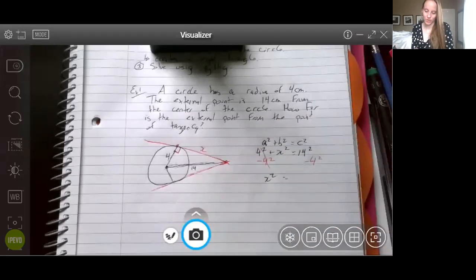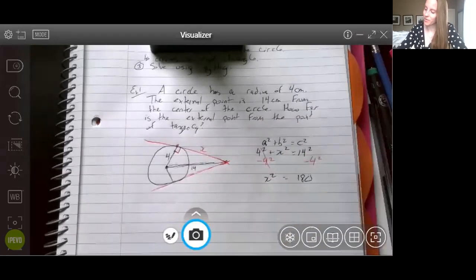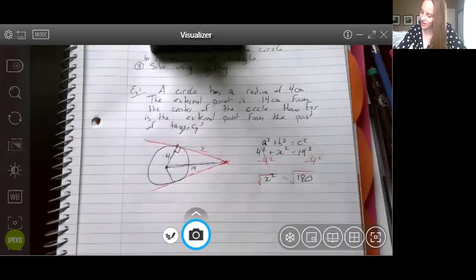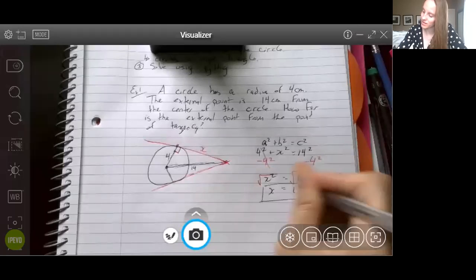14 squared minus 4 squared, oh, I accidentally added them, is 180. And then, of course, I just need to square root in order to get the x by itself. And your final answer would be 13.4 centimeters.